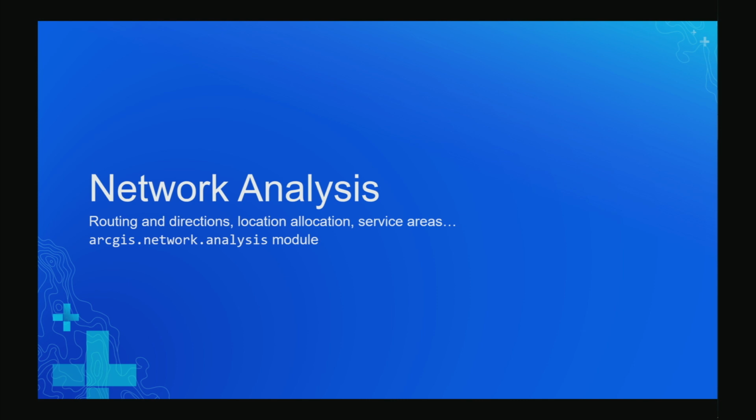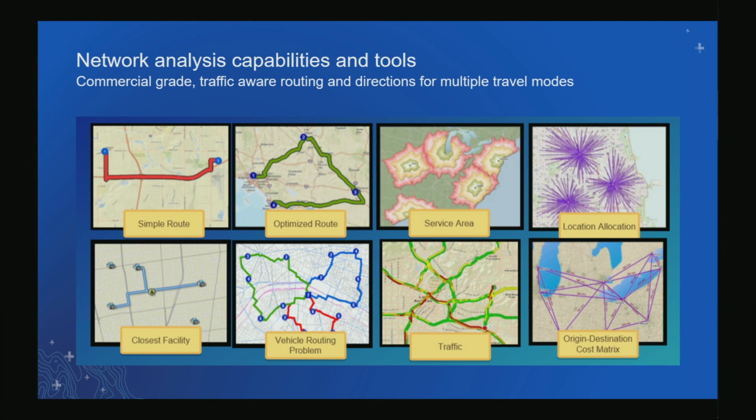Now let's talk about network analysis. That's also available through the Python API. So you can do a lot of powerful things like creating simple routes or optimized routes for a number of destinations. You can do service area analysis. What are the areas that can be served within 15 minutes of this fire station, for example? You can do location allocation. So where should you create a clinic to cater to people with particular disabilities or diseases? What's the most optimum place for that?